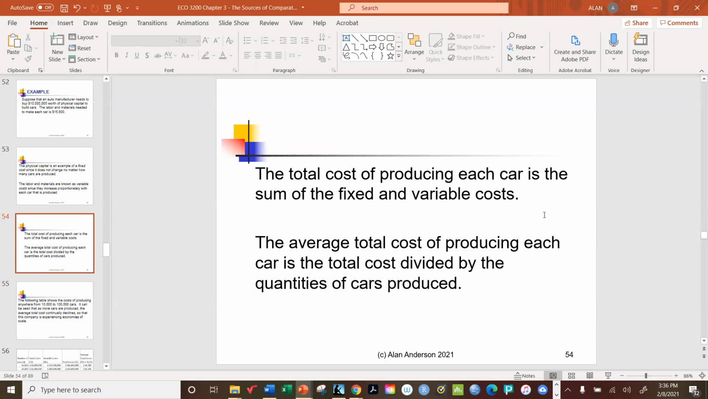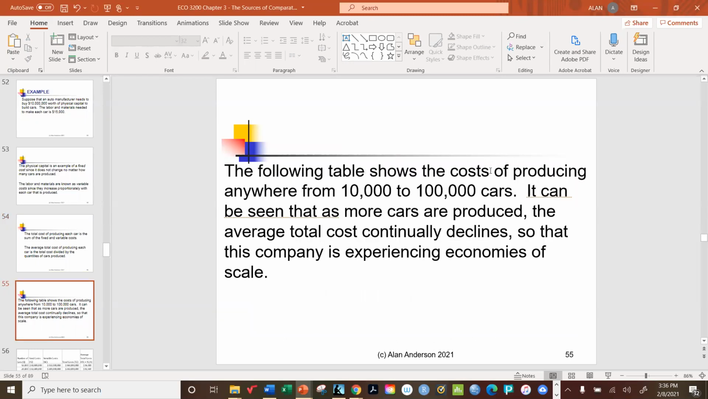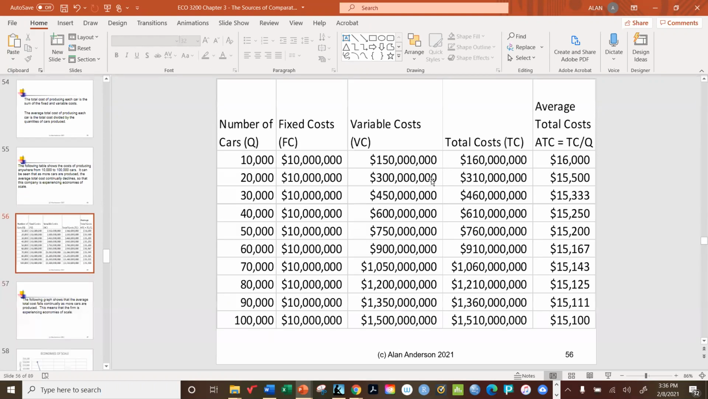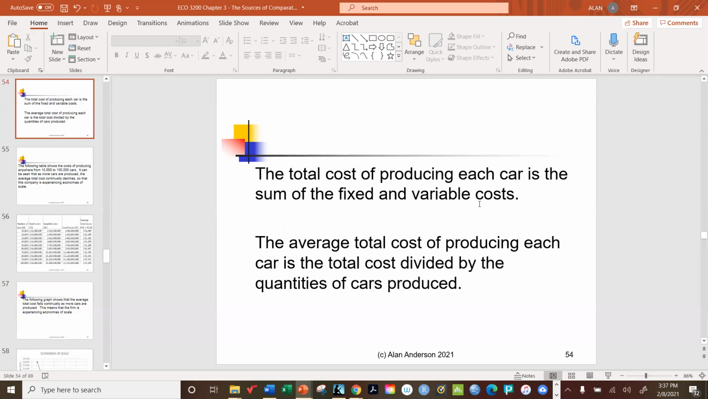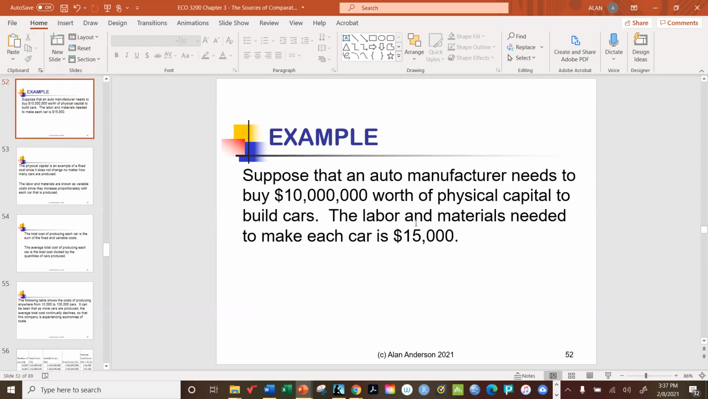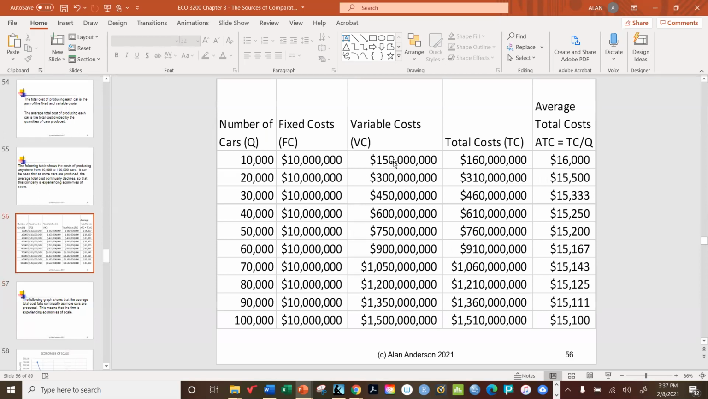All right, so watch this. We're going to show a chart which shows the cost of producing anywhere from 10 to 100,000 cars. So let's take a look. Now, how does this work? These are the numbers of cars, which I'll call Q. The fixed costs stay always at $10 million. That never changes. Now, the variable costs, remember, each car requires $15,000 worth of labor and materials. So therefore, this number represents 15,000 times the number of cars. In this case, that happens to be $150 million.